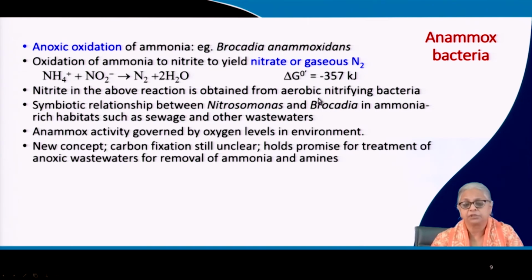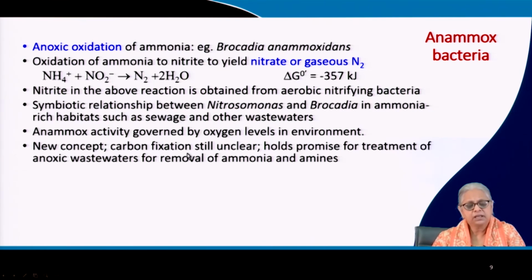So nitrite in the above reaction can be obtained from aerobic nitrifying bacteria. There is a symbiotic relationship between Nitrosomonas and Brocadia in these ammonia-rich habitats like sewage and wastewater. Anammox activity is considered to be governed by the oxygen levels in the environment. Even though they are obligately anaerobic, they themselves will not use oxygen, but their activity level is governed by the availability or the presence of oxygen in their environment.